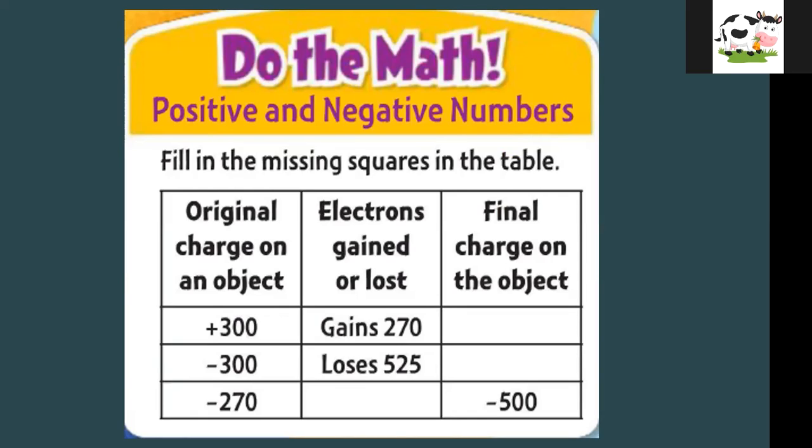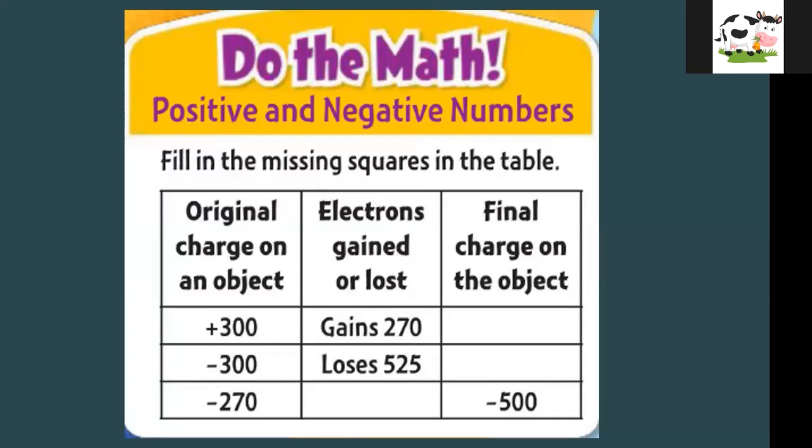Sophia? 570. Okay, let's try that one again. If you're gaining electrons, what kind of a charge are you gaining? Negative charge. So if you add positive 300 and negative 270, what do you get? 30. Yeah, 30. Very good. Kind of a weak charge, isn't it?